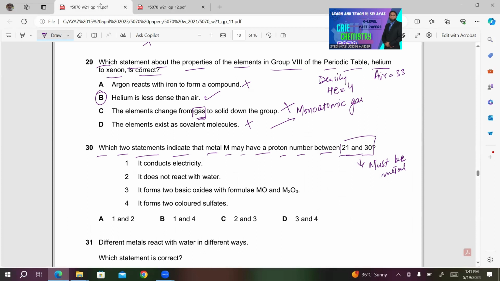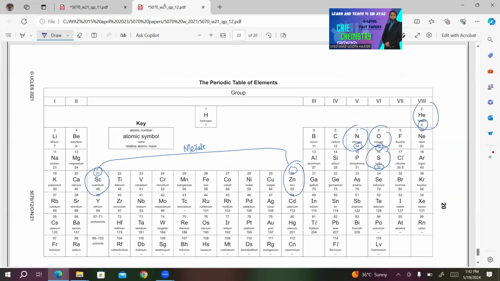Number one, it conducts electricity. Yes, this is correct. Number two, it does not react with water. This is incorrect. They will react with water. Number three, it forms two basic oxides with formula MO and M2O3. Yes, this is also true because these metals are transition elements.